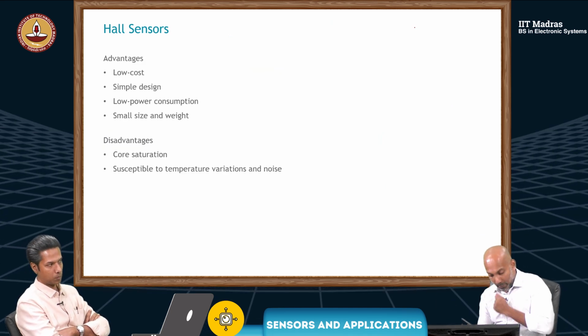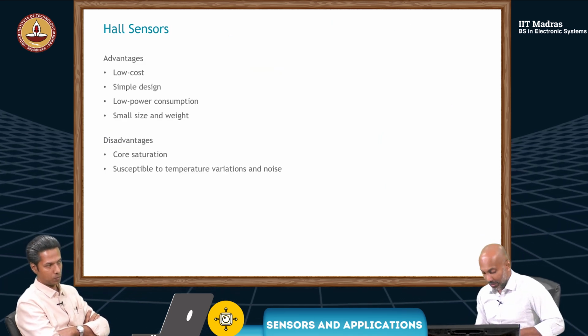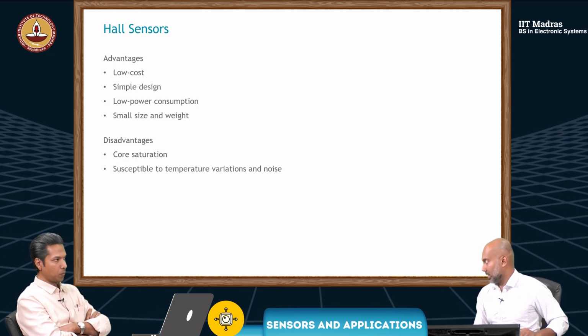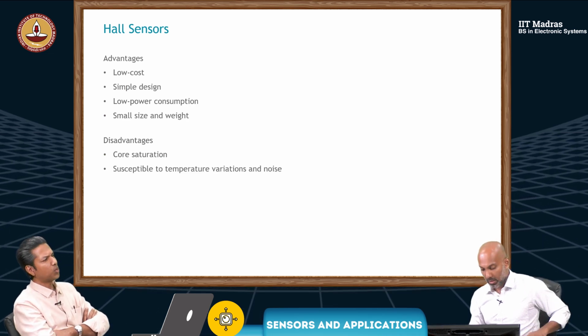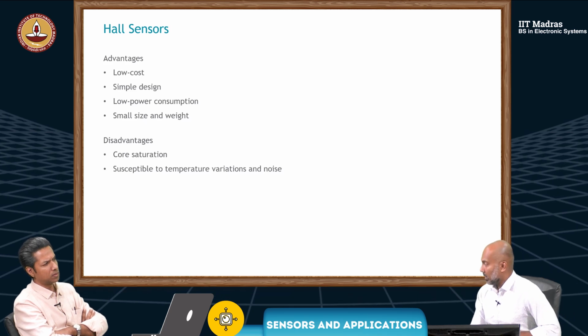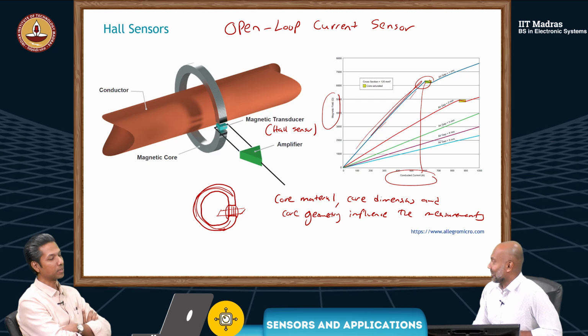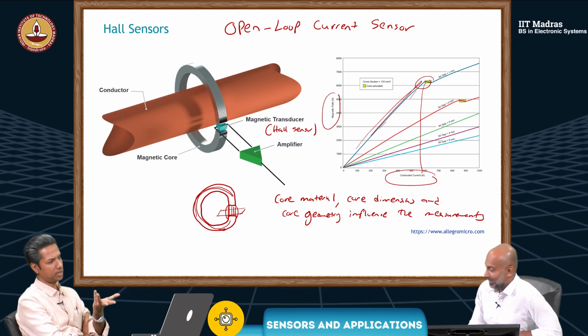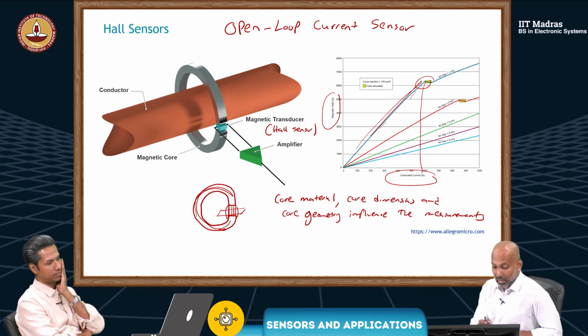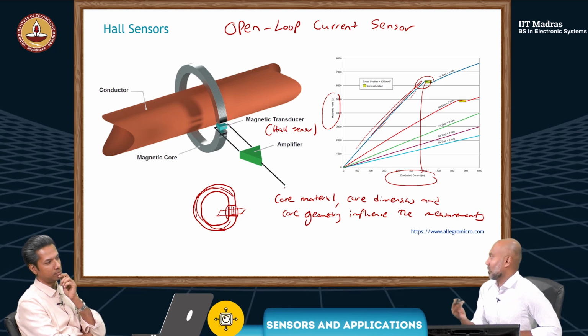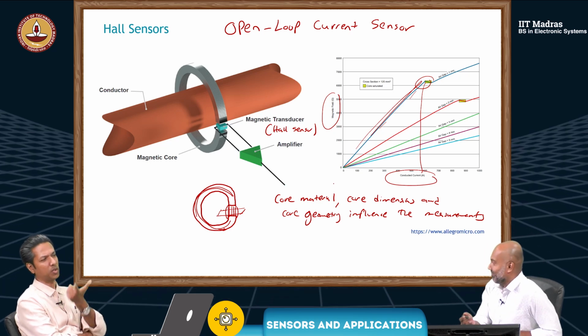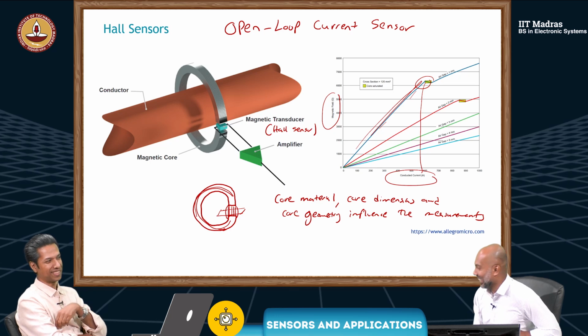Now, there are several advantages and disadvantages of this type of sensor. Why do you say open loop? It's open loop because your output is just your output. You are not putting a loop around it. You may put a loop later.